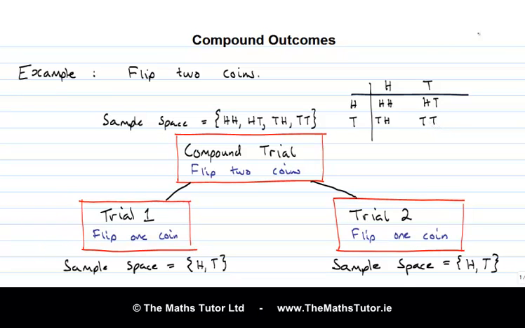Okay, so that's not so hard to see in this simple case where we just have a relatively small number of outcomes in each case. But in more complicated compound trials, this is a useful idea. You can understand the sample space of the compound trial by constructing a two-way table using the sample spaces of the individual trials. Alright, what about calculating the probabilities of the outcomes? How do we calculate the probabilities of the compound outcomes?